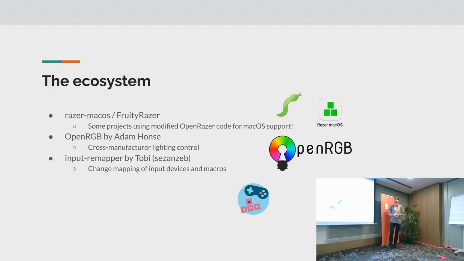So these projects jumped in and added support for macOS using our code base as a base. There's also OpenRGB, which is a cross-manufacturer lighting controller software, and this also uses OpenRazer in the background. But this project also supports a bunch of other manufacturers like Logitech and really a lot of different manufacturers.